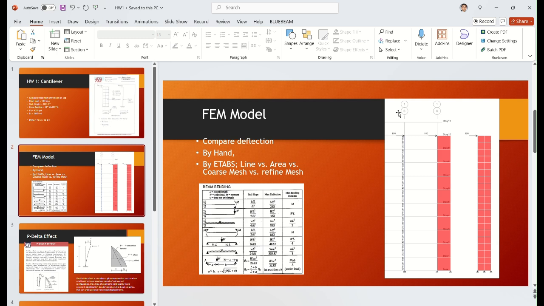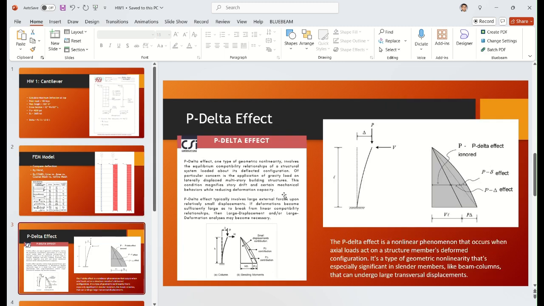model to see how the hand calculation based upon beam theory and the finite element software output are compatible. So we confirm that they are pretty much similar, right? So that is the one thing that would complete. But second one here, I try to introduce you to the P delta effect.